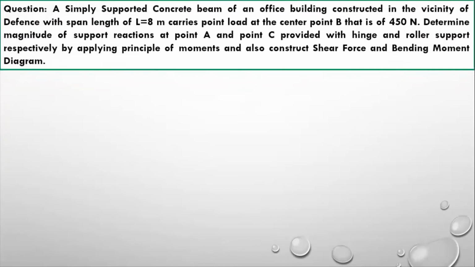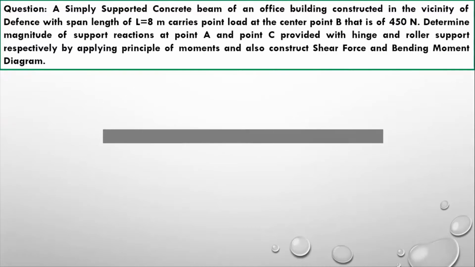First of all, we are going to see what the question is. A simply supported concrete beam of an office building constructed in the vicinity of the defense, with span length L equals 8 meter, carries a point load at the center point B of 450 Newton. Determine the magnitude of support reactions at point A and point C, provided with hinge and roller support respectively, by applying the principle of moments, or by equilibrium analysis, and also construct shear force and bending moment diagrams. So how can we do it?